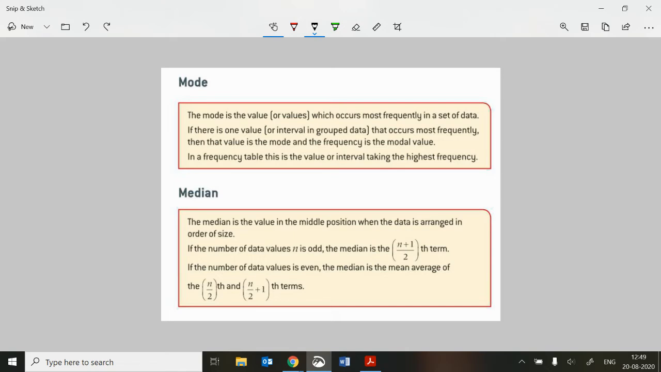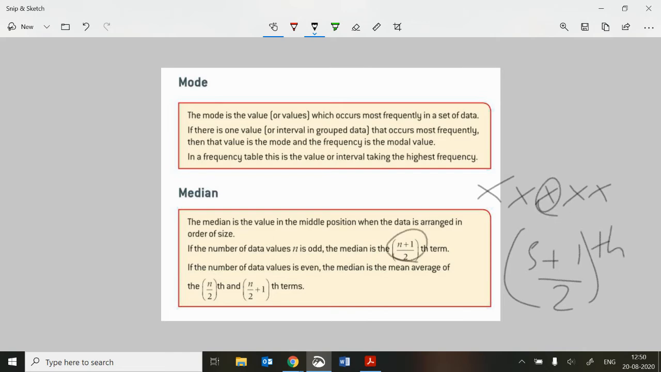Now, it depends on whether you've got an odd amount of data or an even amount of data. So, if you have 5 pieces of data, you can do (5+1)/2, which gives you the third value here, the one in the middle. So for the one in the middle, we always need to do this trick of adding 1 and dividing by 2.